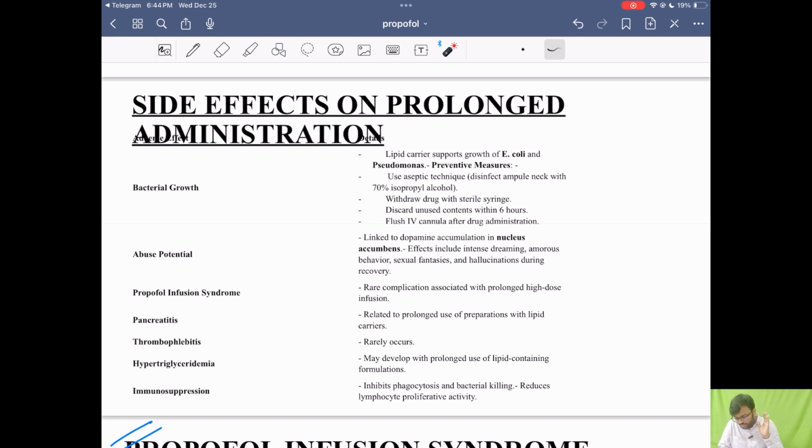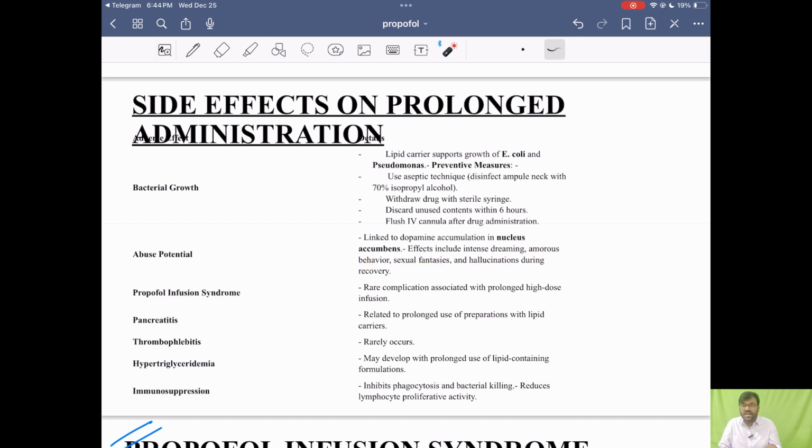Propofol definitely does have abuse potential. We talked about Michael Jackson. Why? Because it is linked to dopamine accumulation in the nucleus accumbens. The effects are intense dreaming, amorous behavior, sexual fantasies and hallucinations. These things are seen during recovery.